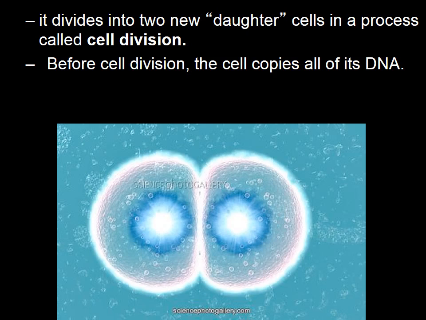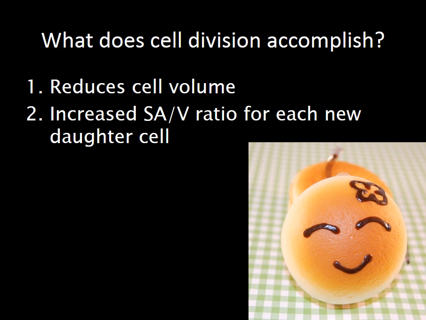So what does this cell division accomplish? First of all, it reduces the cell volume, because remember the cell volume grows a lot faster than the surface area does. And it increases the surface area to volume ratio. The surface area to volume ratio increases again, and that's what you want.